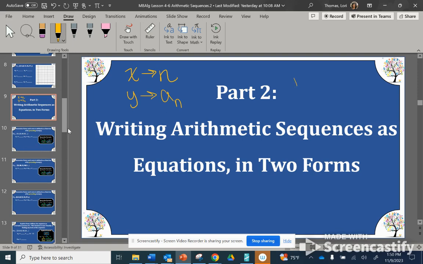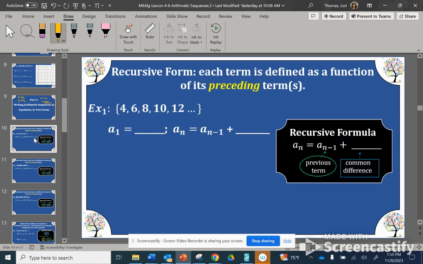And instead of m for slope, we're going to call it d, the common difference. So arithmetic sequences are types of linear functions. So let's go back to our first example, and we know that our common difference was 2: 4, 6, 8, 10, 12, and so on.